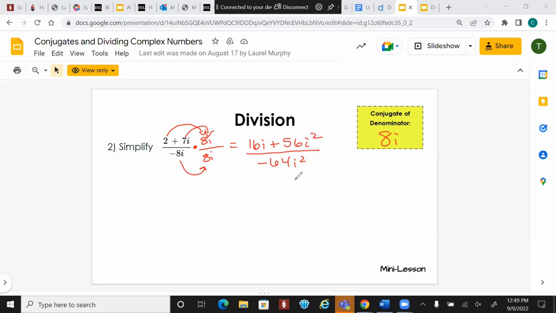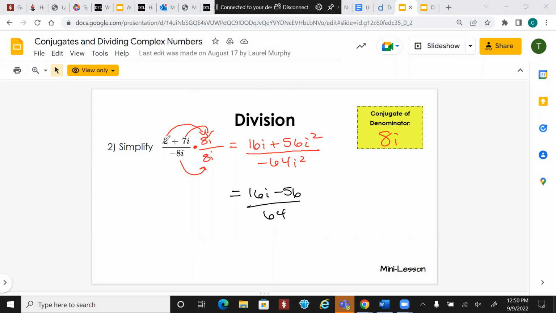If at any point you don't get an i squared in the bottom, you messed up. So now we're going to simplify. We're going to switch out these i squared for negative 1. So this gives me 16i minus 56 over positive 64.